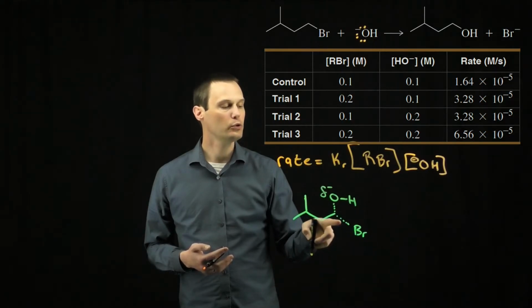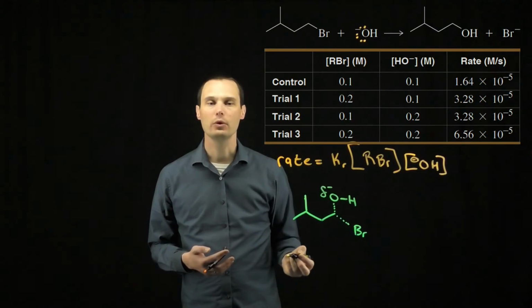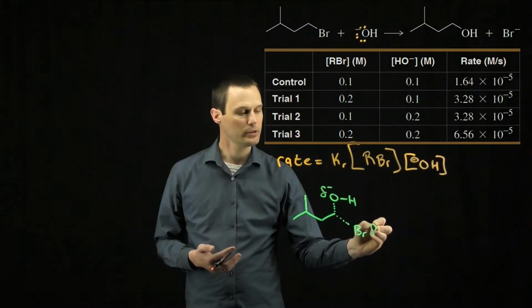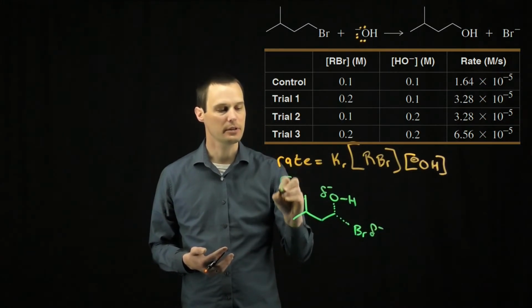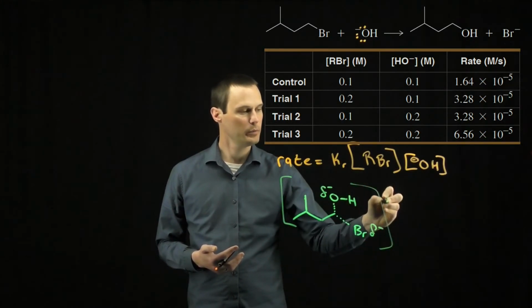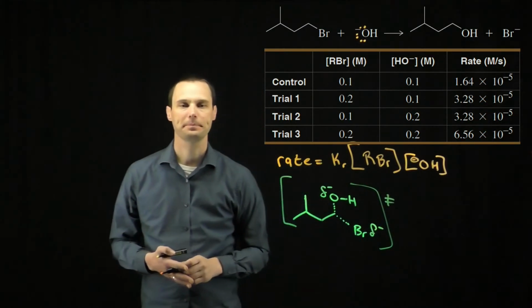The bromine started out neutral. As this bond breaks and bromine gets a new lone pair of electrons, it will start to pick up a negative charge, and so it will be partial negative in this transition state. This will be the transition state for this reaction then.